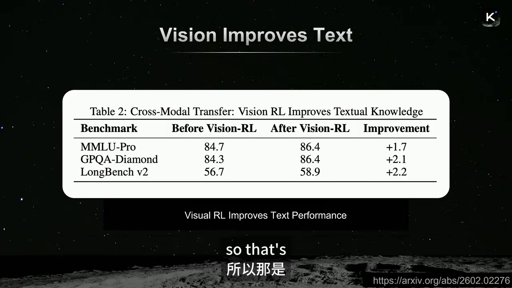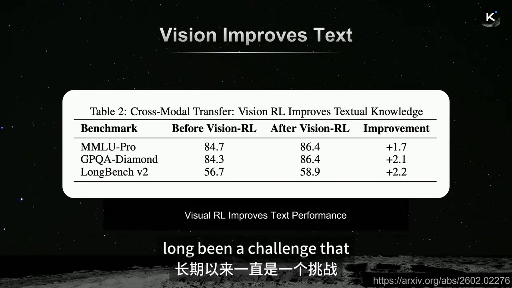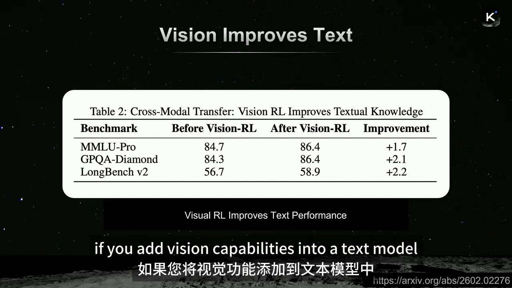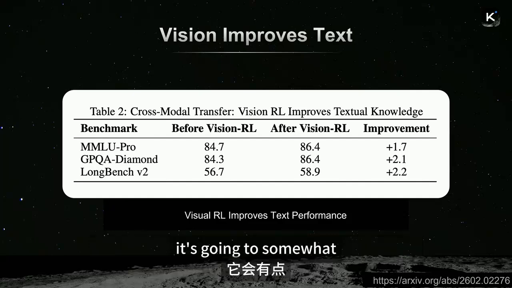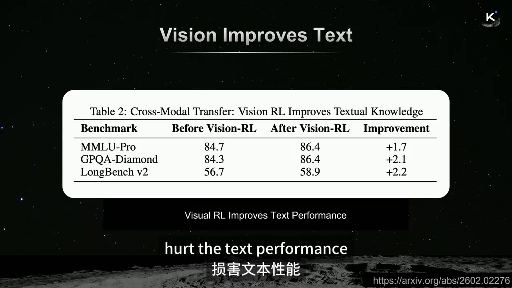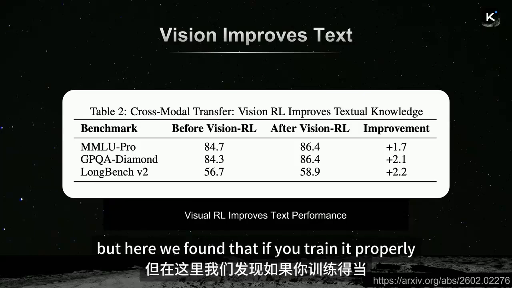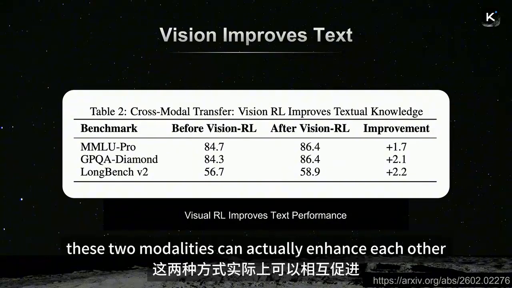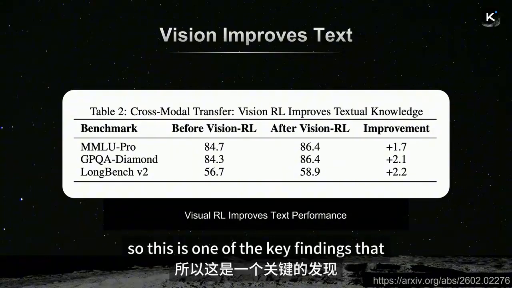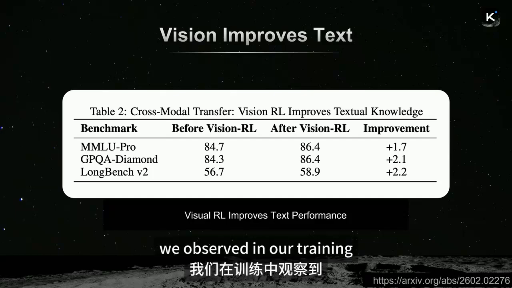So it has long been a challenge that if you add vision capabilities into a text model, it's going to somewhat hurt the text performance. But here we found that if you train it properly, these two modalities can actually enhance each other. This is one of the key findings that we observe in our training.